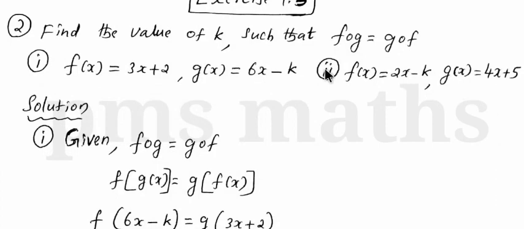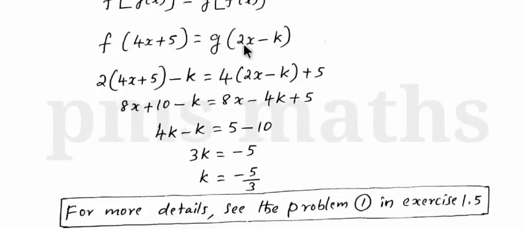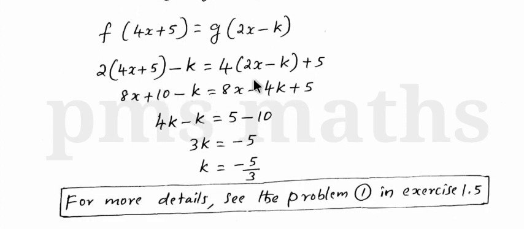What is g of x in the second one? 4x plus 5. Instead of x, we can write 2x minus k. 4x becomes 4 into 2x minus k, then write plus 5. Then simplify. Here 2 into 4x, 8x. 2 into 5, 10. Here minus k. Here 4 into 2x, 8x. 4 into minus k, minus 4k. Then write this plus 5. Then simplify. Here 8x cancelled.